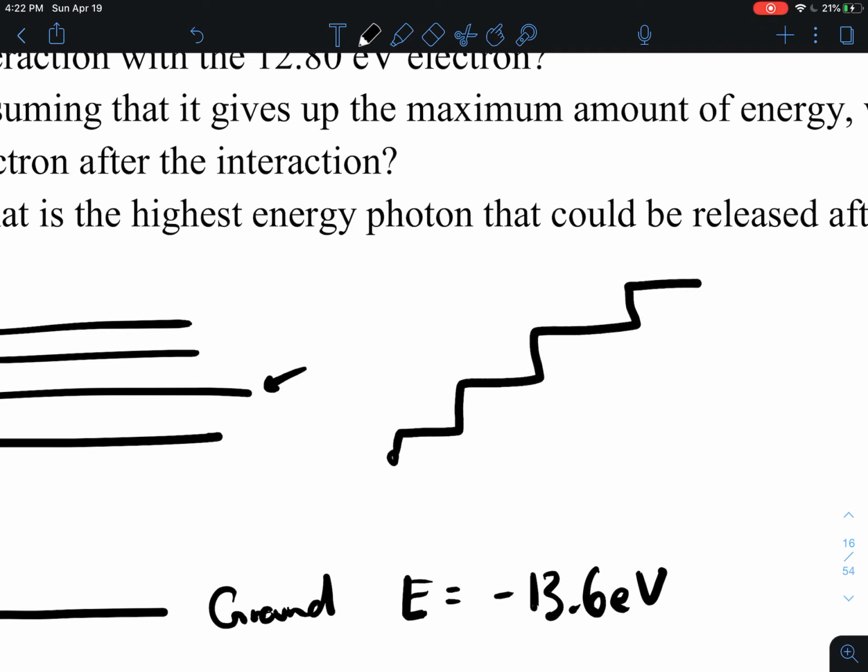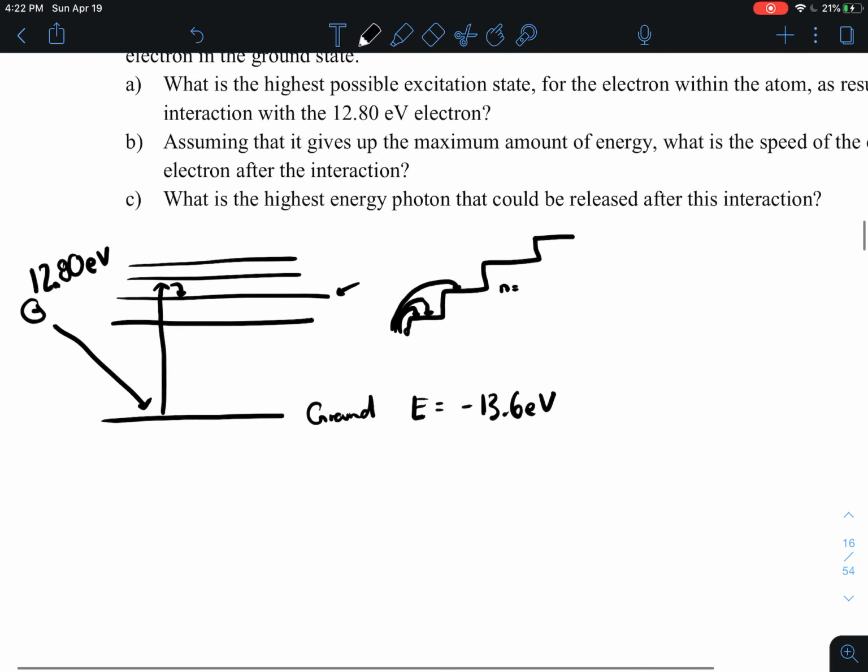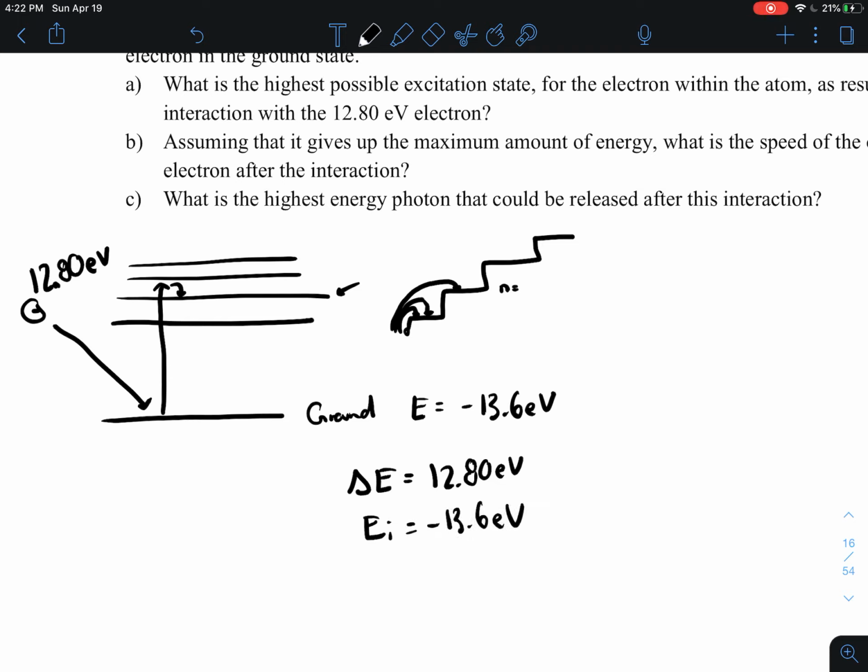I'll redraw it. Steps. If it has enough, it'll make it. If it has a little bit more but doesn't have enough to reach the next step, it will still continue to fall down. It will never reach that next step until it gets higher than that step. So it basically has to have more than enough energy to reach this n equal value. Let's see where it's going to end up. If it uses the maximum amount of energy, 12.8, let's see where it would reach. Our change of energy is 12.8, and my initial value is negative 13.6.